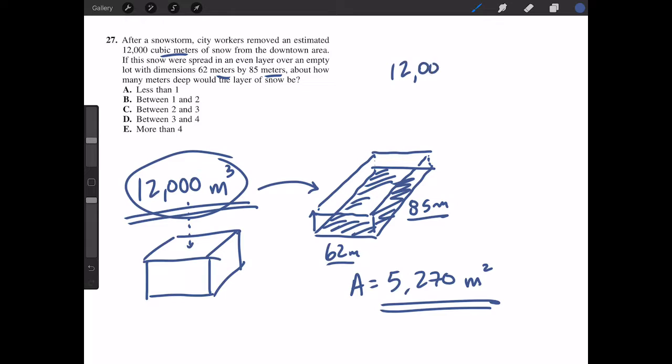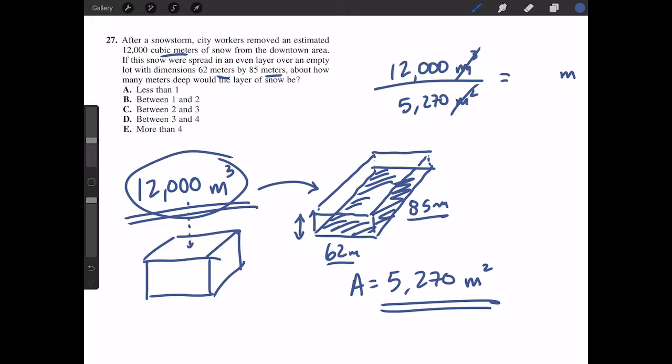So if we divide 12,000 cubic meters by 5,270 square meters, look what happens to the meters. We end up with a meter measurement because we have cubic meters in the numerator, and we're dividing by square meters, so that leaves us with meters. And it's precisely the measurement that we need.